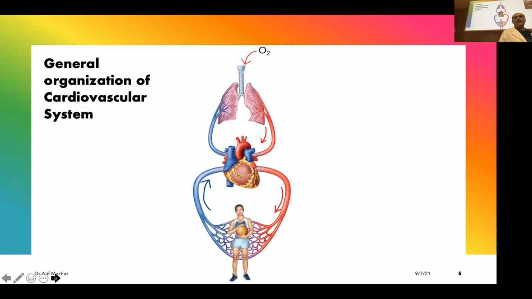The right atrium of the heart is the receiving channel, and it receives all the deoxygenated blood from the upper part of the body and from the lower part of the body, as well as from the heart itself.